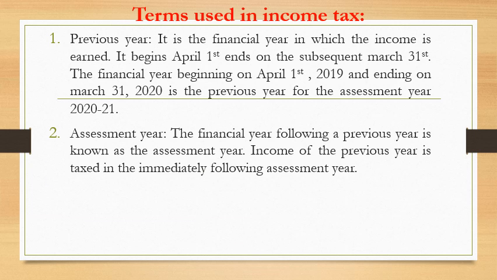The assessment year follows the previous year. Income of a previous year is taxed in the immediately following assessment year. If the assessment year is 2021, the previous year is 2020. If the previous year is 2021, the assessment year will be 21-22. So I am paying the tax of the previous year in the next assessment year. That's how it goes.